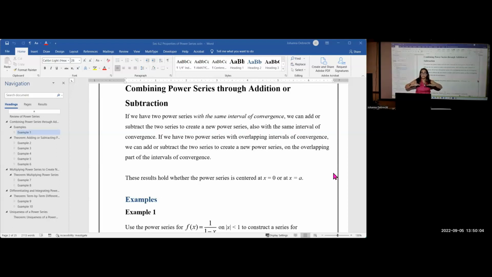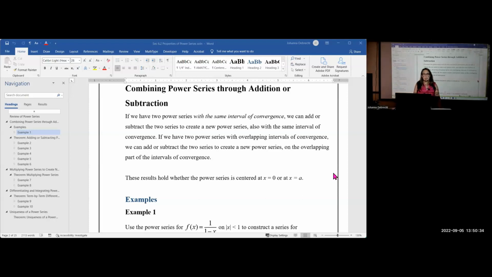We can't combine those power series in this way. So they have to have at least some overlapping region in their intervals of convergence. And then we can add or subtract the two original series to create a new power series defined on the overlapping parts of their intervals of convergence. And this is going to hold whether it's centered at 0 or at A. And again, we can let A be 0 or some other non-zero constant.